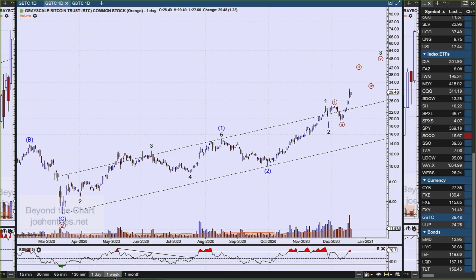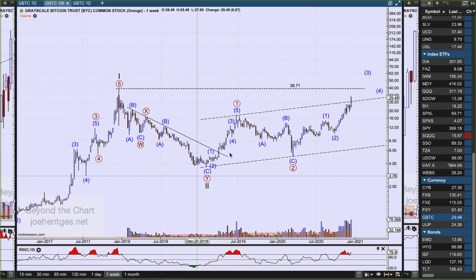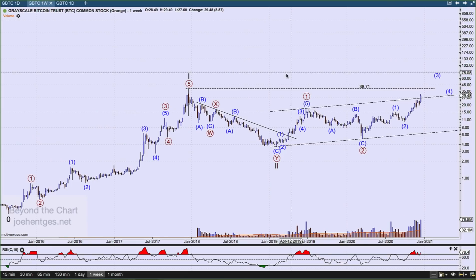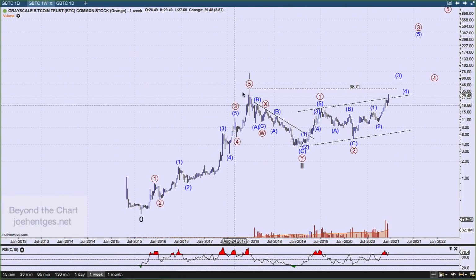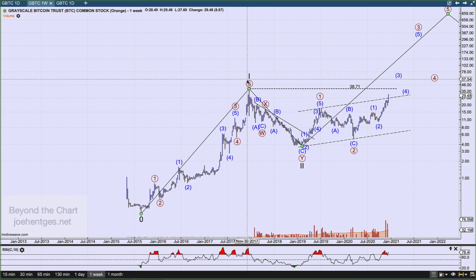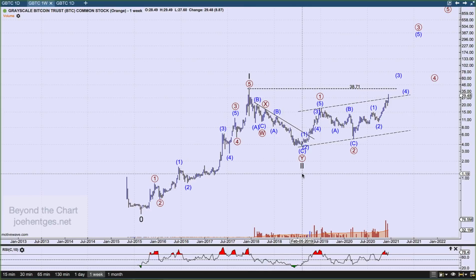Let's start off with a weekly view. Okay, so I am going to blow this out, and this is the Bitcoin ETF GBTC. So here's the weekly chart. I think we had a big cycle wave one move that peaked back over here in December 2017. Cycle wave two low bottomed right in here January 31st. I'm talking about the week of, because this is a weekly chart, the week of January 31st, 2019.